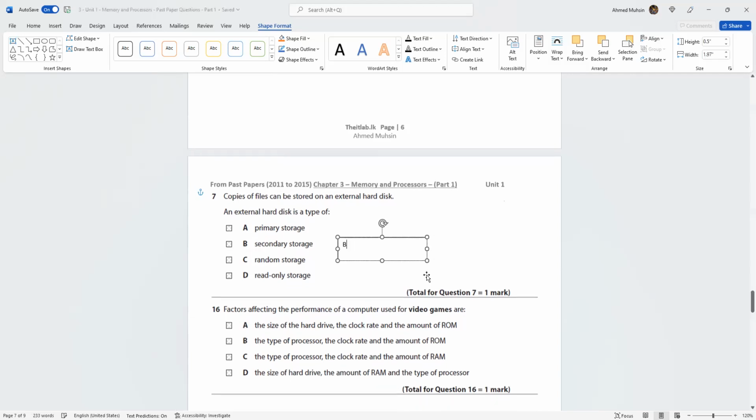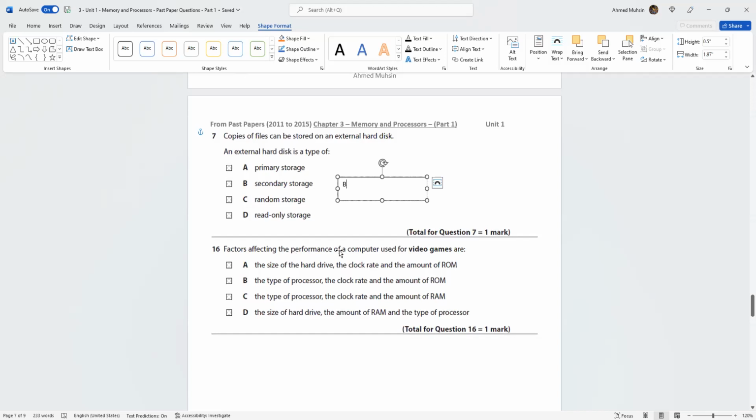The next one: factors affecting the performance of a computer used for video games are the size of the hard drive, the clock rate, the amount of RAM. No, the amount of RAM does not affect the performance of your games. Answer B also has the amount of RAM, so we don't consider it. Answer C says the type of processor, yes, the clock rate, yes, the amount of RAM, yes. Answer D, the size of hard drive, the amount of RAM, and the type of processor. Those three also do matter.